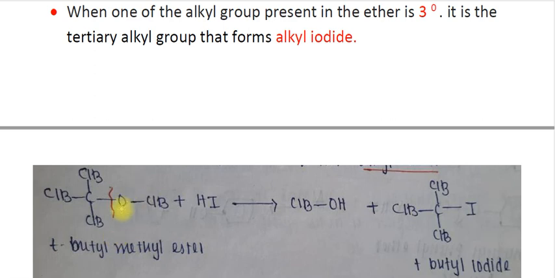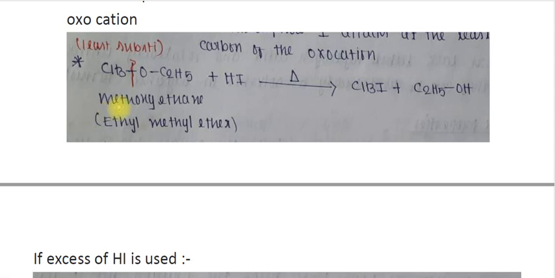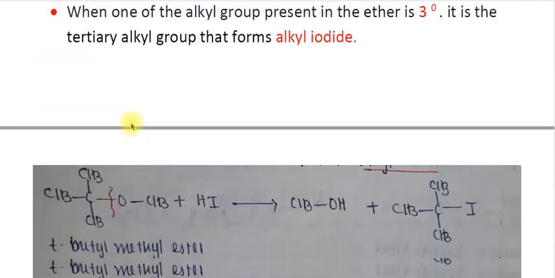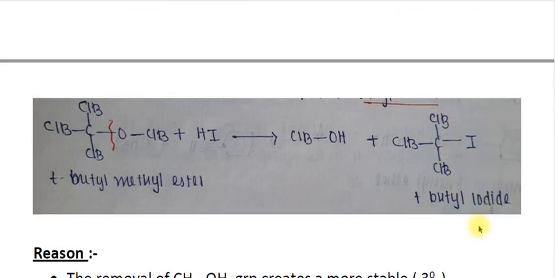It is not like the last case, where the least substituted carbon reacts with the I and forms CH3I. Here the condition is not like that. The tertiary alkyl group present in the ether forms the alkyl iodide, and the products are CH3OH and tertiary butyl iodide, (CH3)3CI.